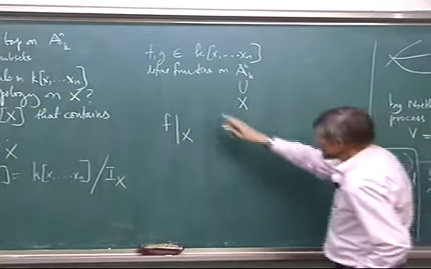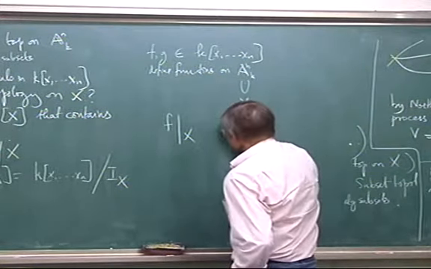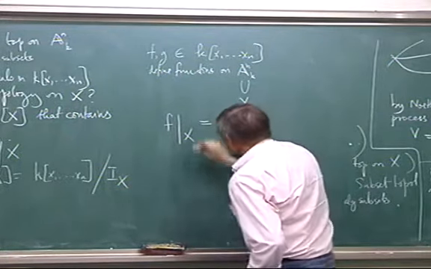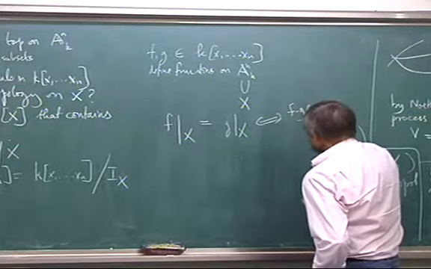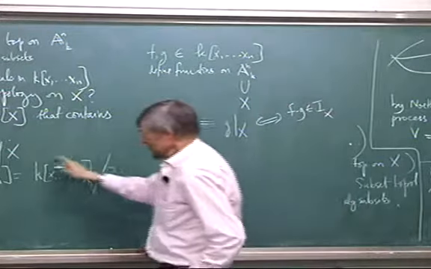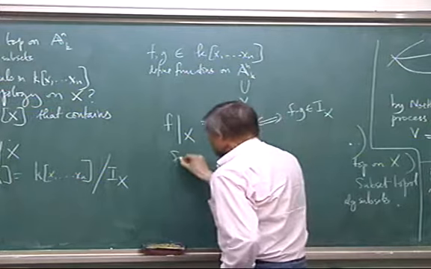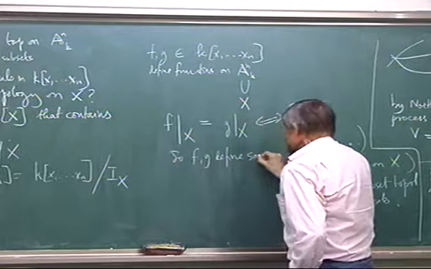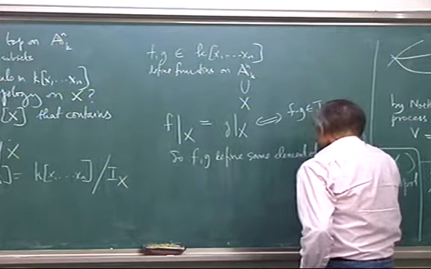Now if I do this for two different functions, f restricted to X and g restricted to X, these are equal if and only if f minus g is in I(X). And so f minus g is 0 when I go down to this quotient ring. So f and g define the same element of K[X].